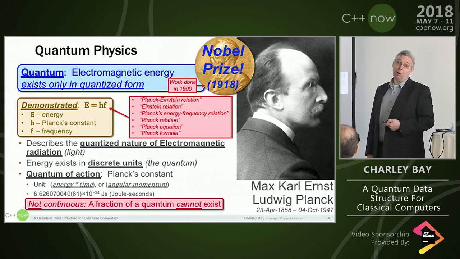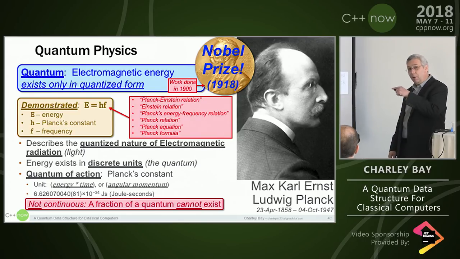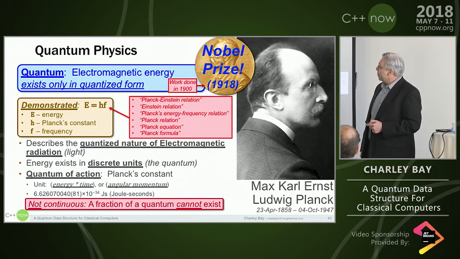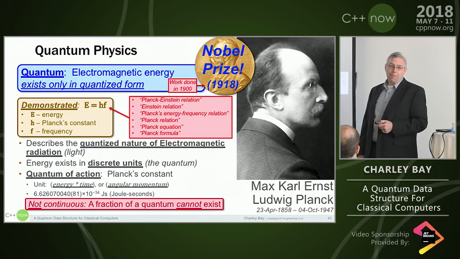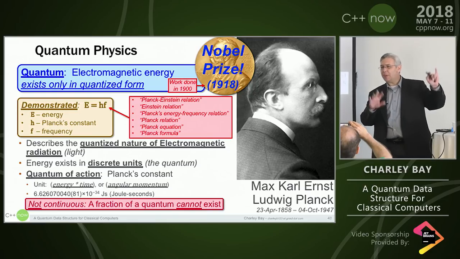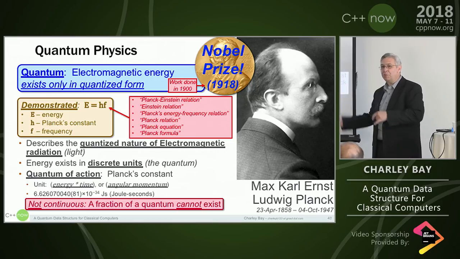This is the hero of the story. There's a few big names coming up, but the hero is this person. So Max Karl Ernst Ludwig Planck. He was playing around with light bulbs. He's teaching and doing other stuff over in Germany. This is Thomas Edison and Nikola Tesla time, playing with light bulbs. And he's been charged with build a better light bulb.